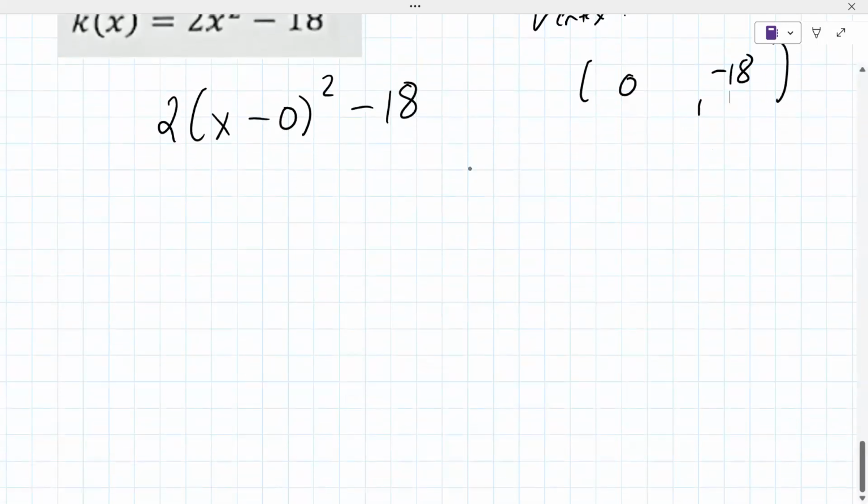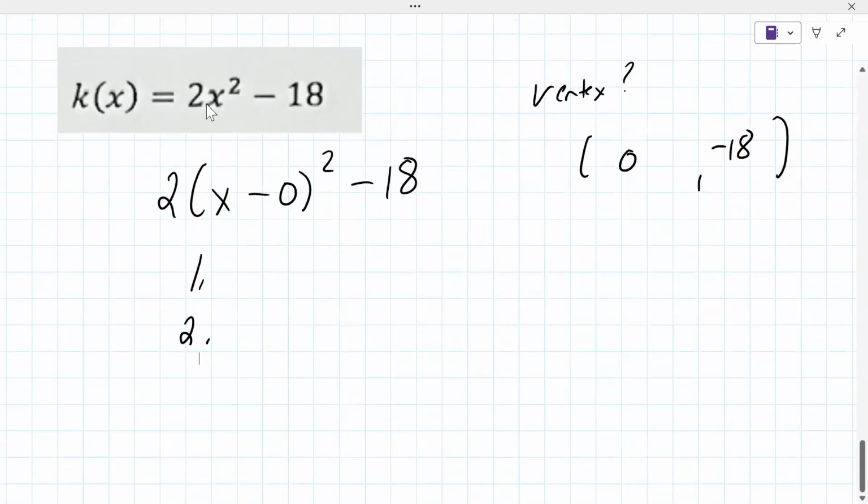Now, the transformations here. There are actually only two transformations. It's this 2 out in front and this minus 18. Can you give me what the 2 out in front is? Yeah, vertical stretch of 2. Vertical stretch 2. Does that affect the x or the y? I thought it was just the slope. Like, it affects the y. It's like pulling a point up or down. Okay.